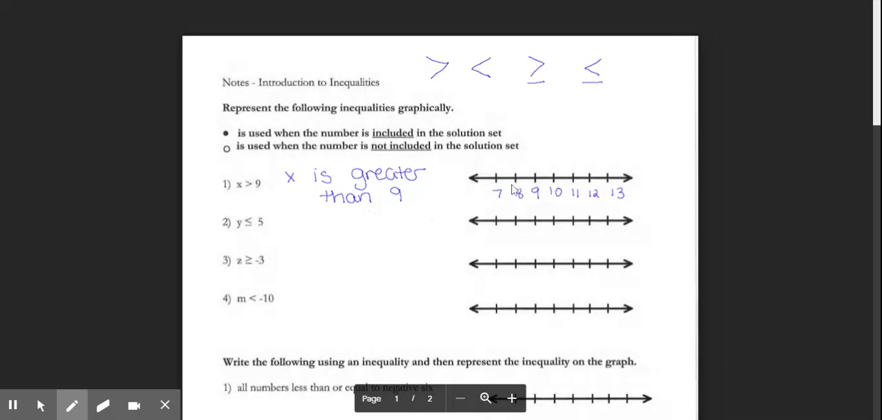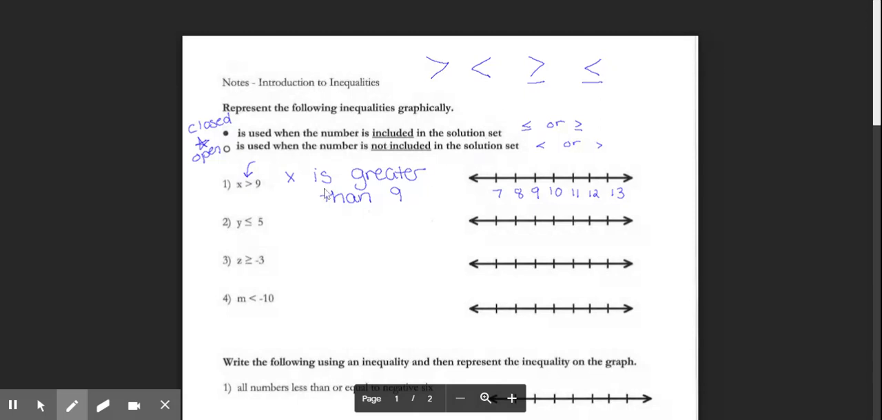In order to make the graph, we need to pay attention to the inequality symbol, this symbol right here. X is greater than 9 means I want all of the numbers bigger than 9. But before I can do that, I need to decide which type of circle I should use. So in the directions, it talks about two types of circles. We call this one closed, and we call this one open. We will use a closed circle if the number should be included in the solution set. That will be when I'm using less than or equal to or greater than or equal to. We will use an open circle when the number is not included. That'll be when I have less than or greater than.